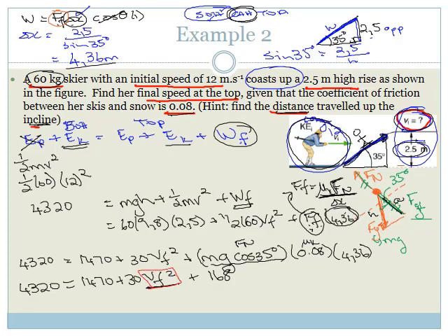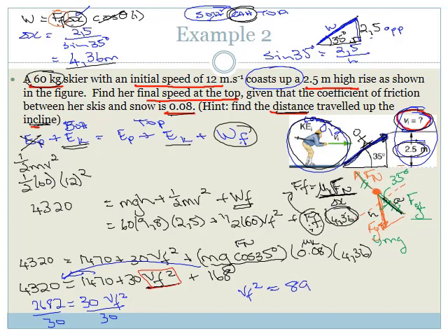All we have to do is solve for that. Okay. So what we're going to do is we're going to take these and take them across to the other side. So we're going to subtract. So we're going to go 4320 minus 1470 minus 168. And that gives you 2682. So we got 2682 is equal to 30 Vf squared. So let's solve for Vf squared. What are we going to do? We're going to divide both sides by 30. So if we divide that by 30, we get 89.4.